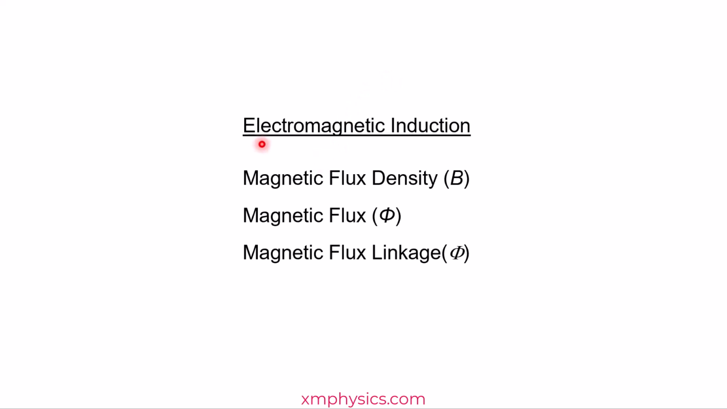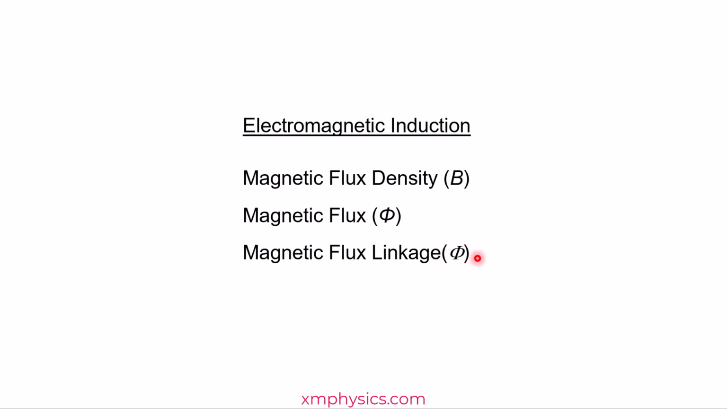Hello, we're now at the very exciting topic of electromagnetic induction. But before we dive into all the exciting stuff, I have to make sure that you know the difference between these three quantities. Magnetic flux density, symbol B, magnetic flux, denoted by symbol phi, and magnetic flux linkage, denoted by the uppercase Phi.